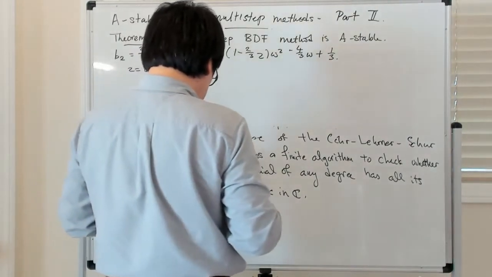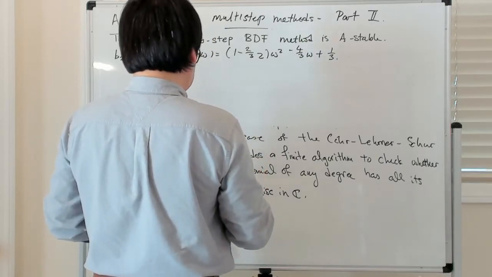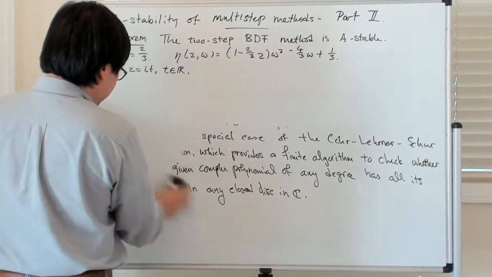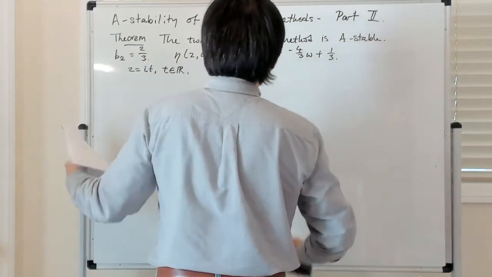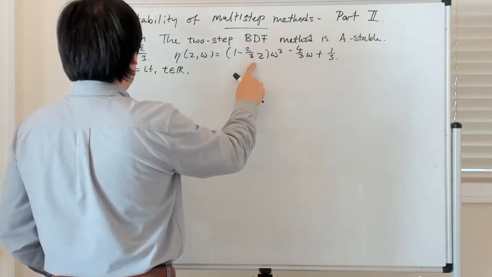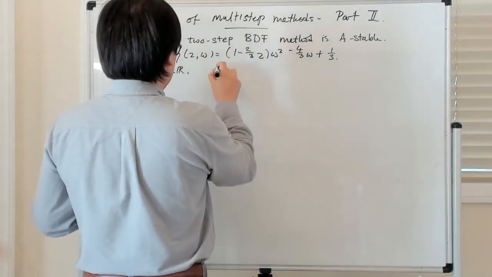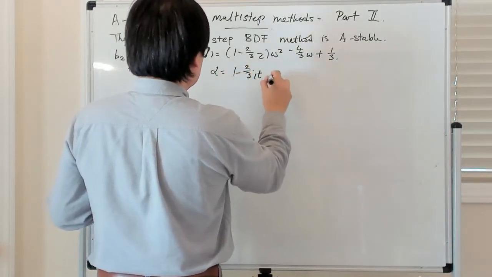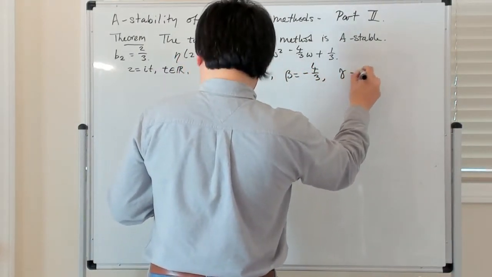Okay, so you can write down... unfortunately I erased the Cohn-Schur criterion, but it was expressed in terms of the coefficients of the quadratic polynomial, right? So I'm going to substitute z equals e to the it into this, and then get the coefficients of the polynomial. So alpha, of course, is just 1 minus 2/3 i times t, right? Beta is minus 4/3, and then gamma is equal to 1/3.